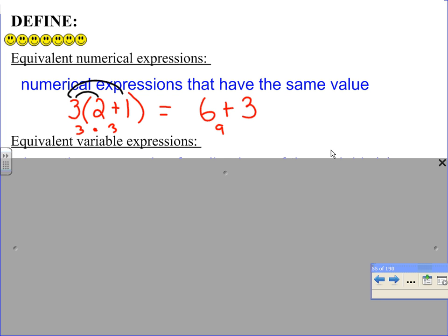Annalise. Wait, so how do you get another expression, you just multiply it by that? Yep, if it looks like this, yes. Yep.